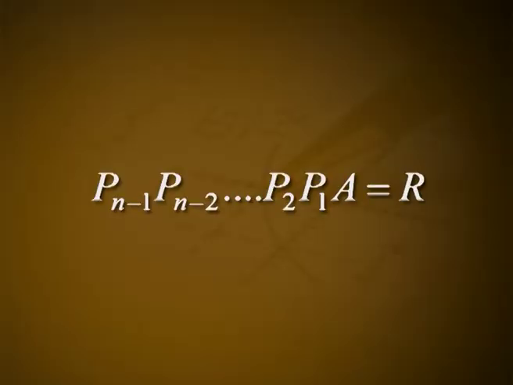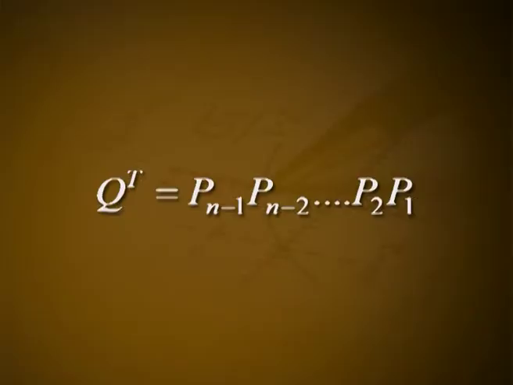QR method. QR method is based on the fact that a real square matrix A can be factorized as A equal to Q into R, where Q is orthogonal and R is upper triangular. The method includes the construction of orthogonal matrices P1, P2, etc., Pn minus 1, so as Pn minus 1 into Pn minus 2, etc., into P2 into P1 into A equal to R, and let Q transpose equal to Pn minus 1 into Pn minus 2, etc., into P2 into P1.